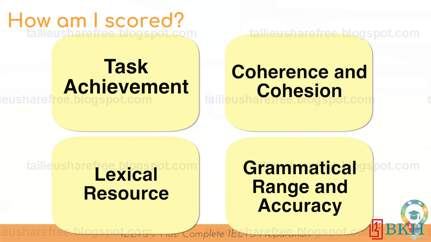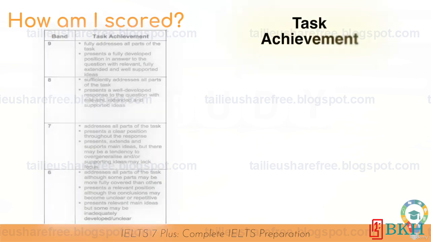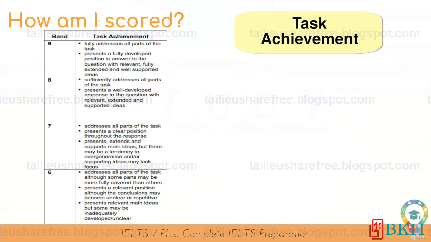Now we'll go into a lot more detail about what you need to do to score highly in each of the 4 band descriptors. First up, we'll be taking a look at Task Achievement, and this measures how well you answer the question. Here are the band descriptors from 6 to 9. If you want to take a closer look, download the full band descriptors in this lesson. Okay, so what do you need to do to score highly in Task Achievement?